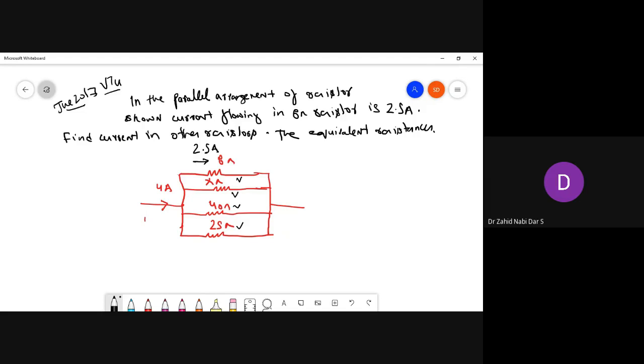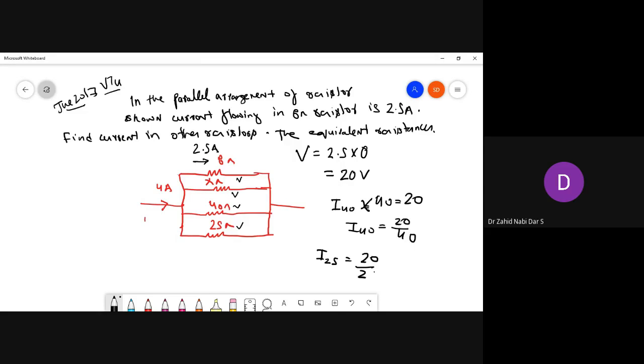First of all, what is the voltage across the 8 ohm resistor? I told you to calculate this V. First thing is that 2.5 into 8 is this value, so this would be around 20 volts. Now I40 into 40 would be 20, so you can calculate the I40 value. This would be 20 divided by 40. Similarly, the I25 value would be 20 divided by 25.